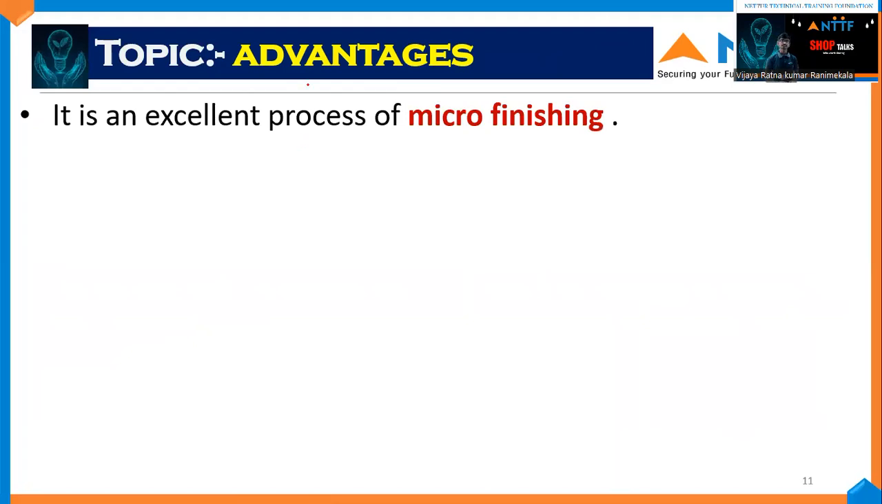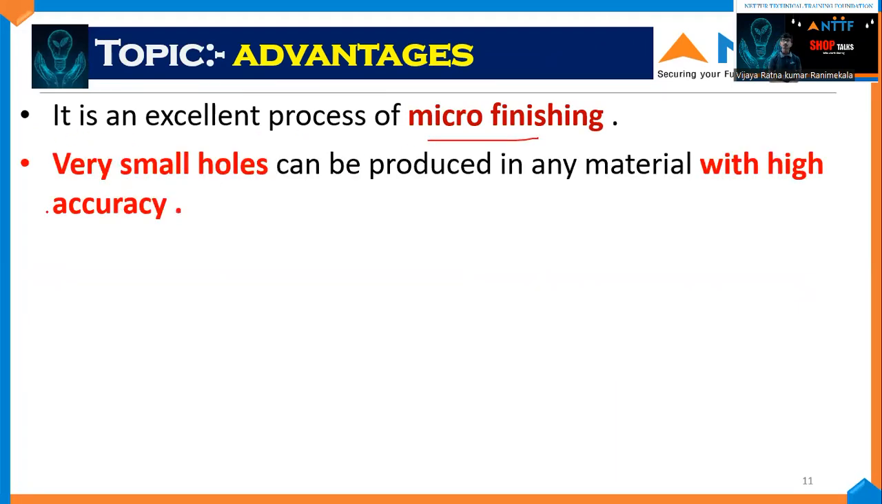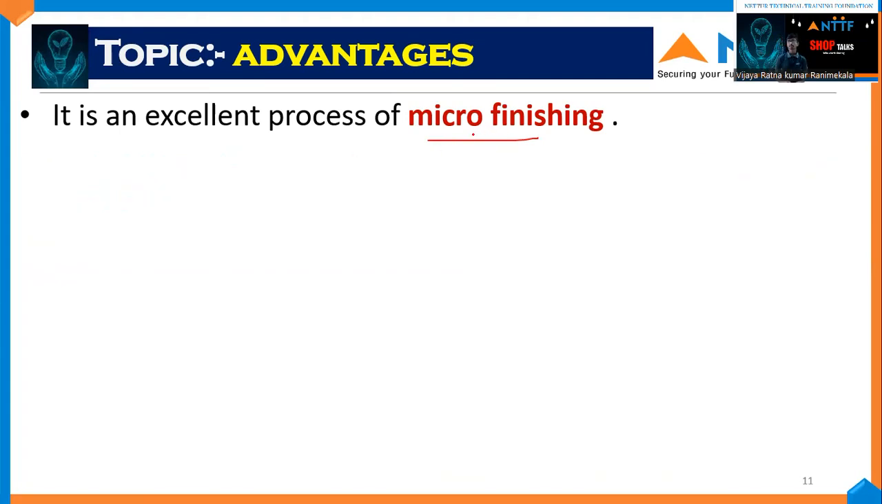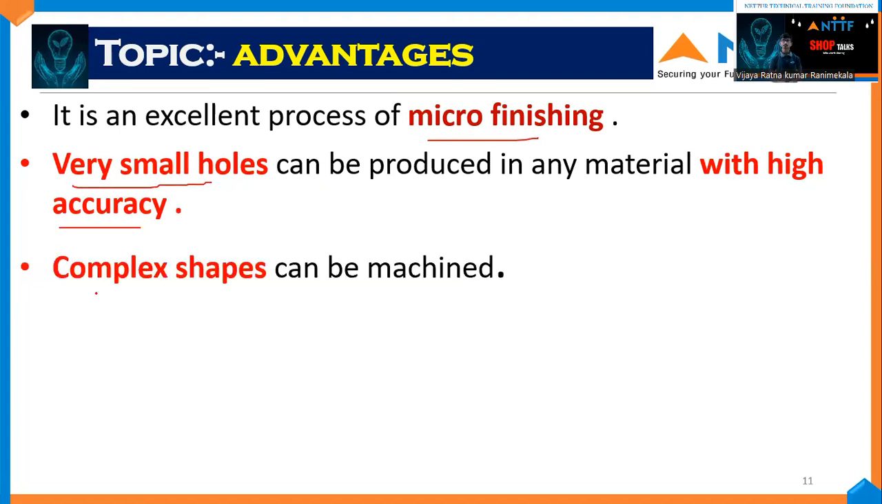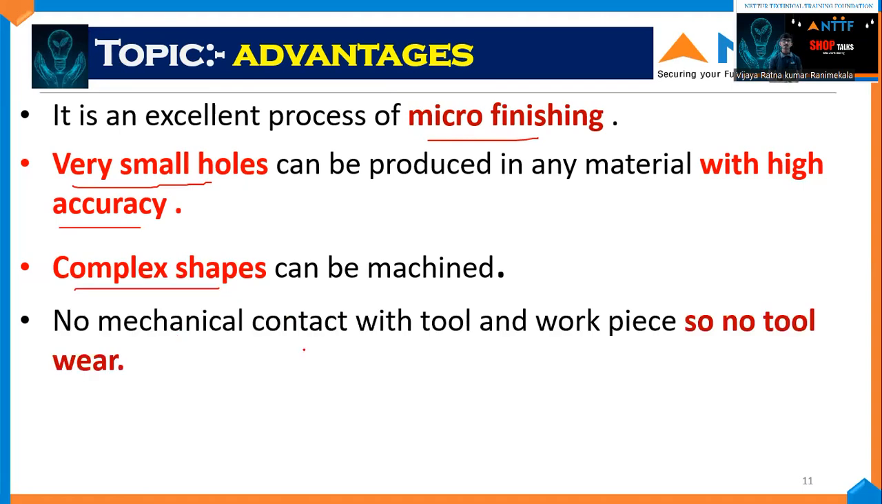Let us see the advantages. It is an excellent process of micro finishing. No further finishing operations are required after electron beam machining. Very small holes can be produced in any material with high accuracy. Complex shapes can also be machined. There is no mechanical contact between tool and workpiece, so there is no tool wear.